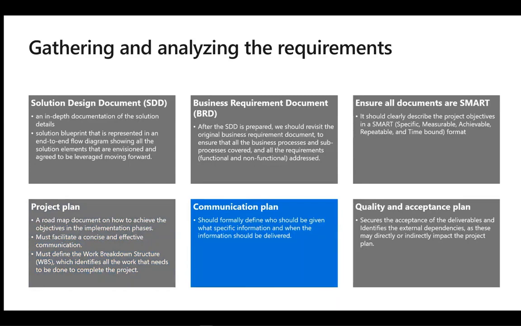Communication plan. The plan should formally define who should be given what specific information and when the information should be delivered. Quality and acceptance plan. This plan secures the acceptance of the deliverables and identifies the external dependencies, as these may directly or indirectly impact the project plan.